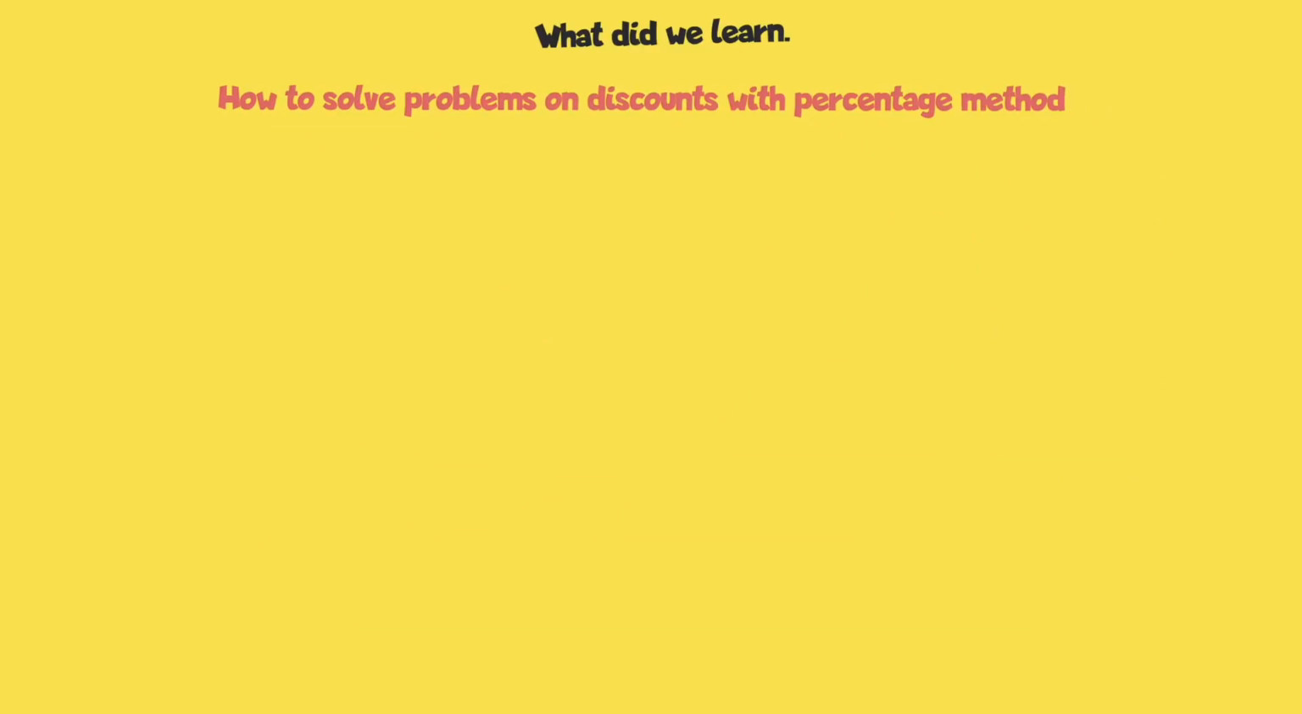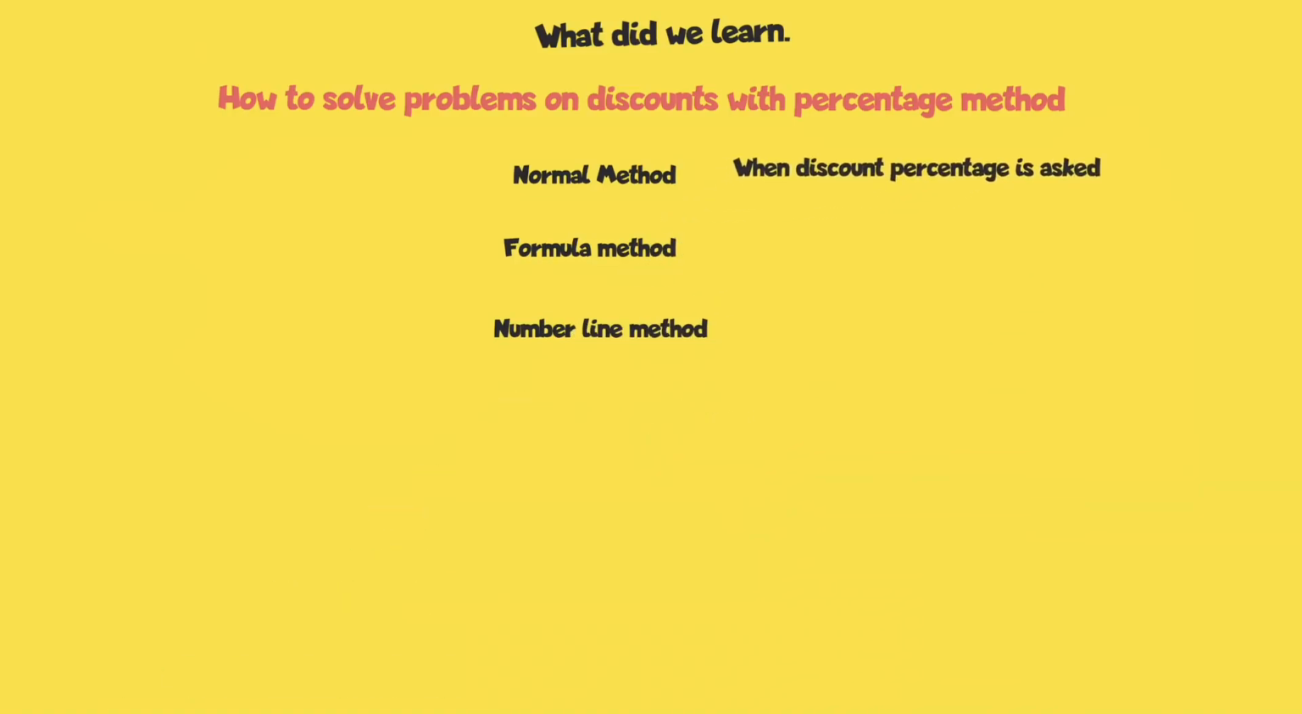But for this, we have come up with three methods. We have come up with three methods to solve problems on discount. First was a normal method, which you just do by writing every percentage. Second is the formula method, and third we saw is the number line method. Now, when to use which method is a trick here, because you know all the methods, but which problem is suited for which method is something that you will have to think.